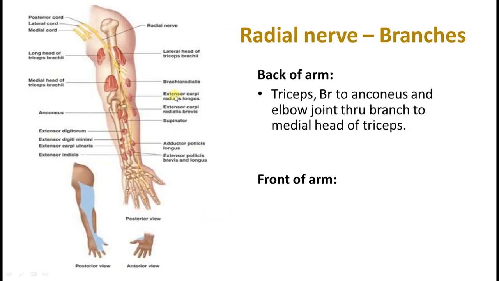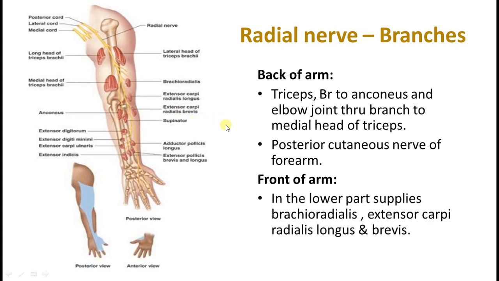Branches at the back of arm: it supplies the triceps muscle and it also supplies the anconeus muscle. The branch to anconeus also gives a branch to your elbow joint. Then the posterior cutaneous nerve of the forearm is a cutaneous branch. Front of arm, as I told you, it supplies brachioradialis, extensor carpi radialis longus and brevis, when it comes to the front of arm in a very short period, in the region of the cubital fossa.